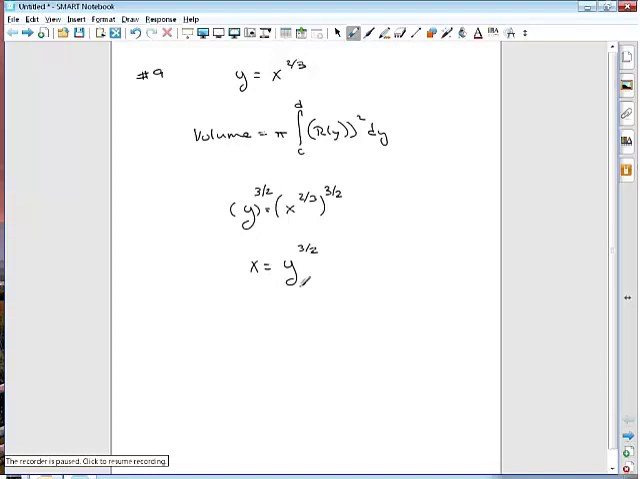Now our y limits of integration here on page 463 are the same as the x limits in this case, which are from y equals 0. So our limits are c equals 0 and d equals 1. Therefore the volume is equal to pi times the integral from 0 to 1 of the quantity r of x, which is y to the 3/2, squared, times dy.